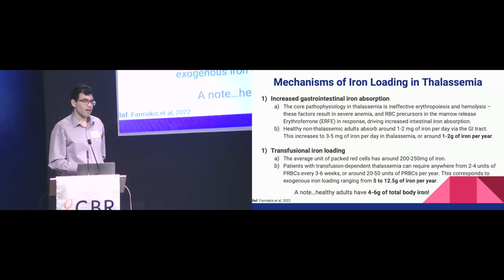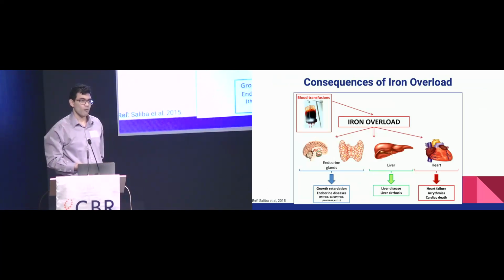For reference, a healthy adult has something like 4 to 6 grams of iron total in terms of total body iron stores. So people with thalassemia double, triple, quintuple that very quickly, especially if they're transfusion dependent. And unfortunately, that does not turn them into Iron Man or Iron Woman. It results in iron overload. And so where does this iron go?